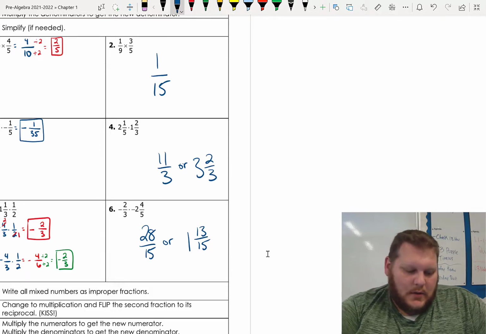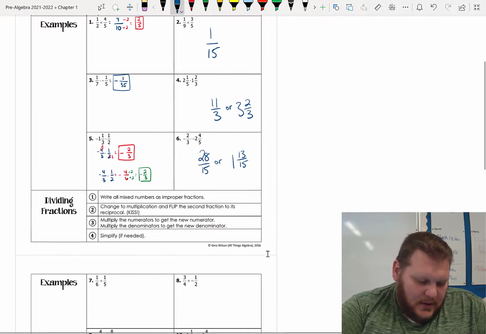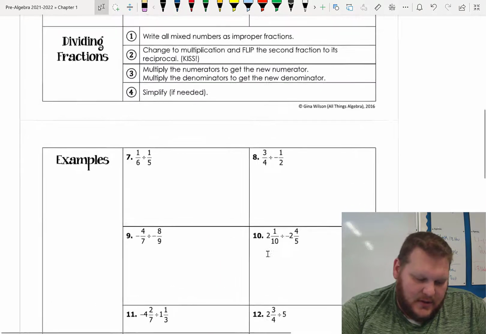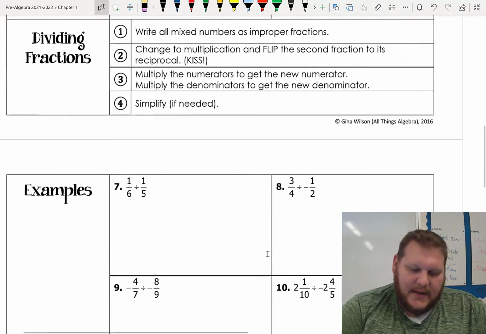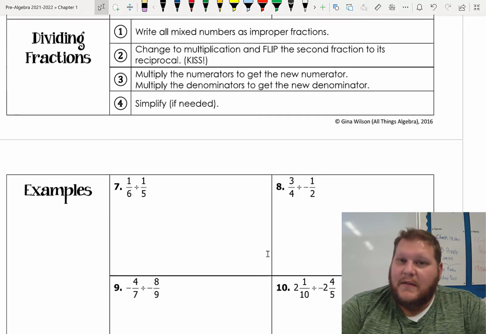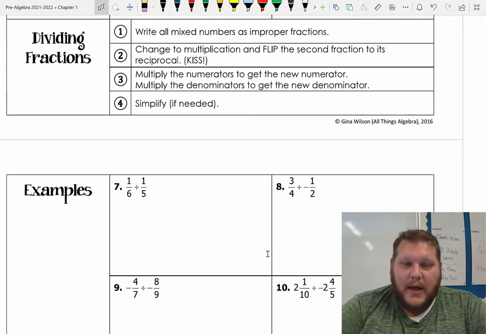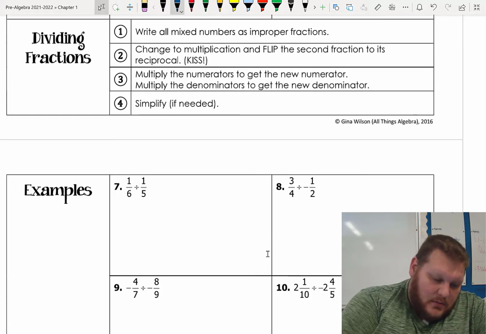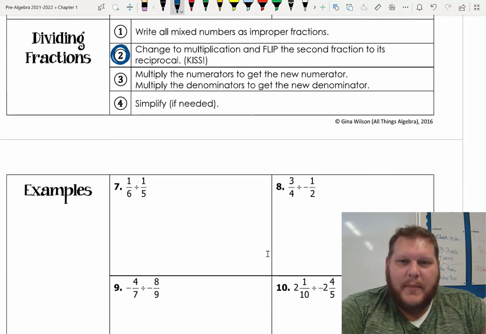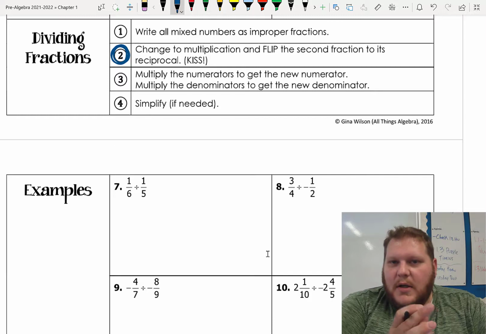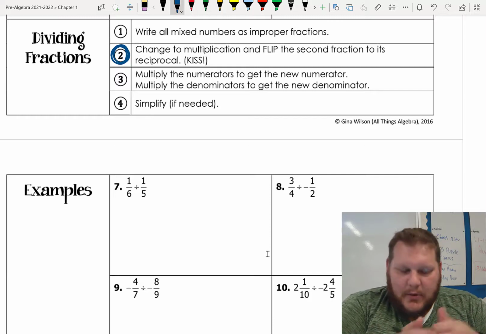Okay. All right. Dividing our fractions. So here, kind of the bottom of the front goes into the top of the backside. When we divide fractions, it's very similar to multiplying with one extra step. So you can see here in step 2, we're still going to start by making sure it's just a single fraction, either proper or improper. We don't want mixed numbers.